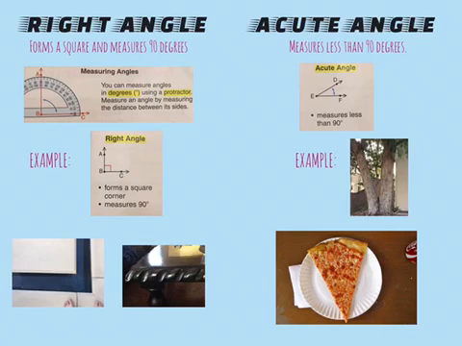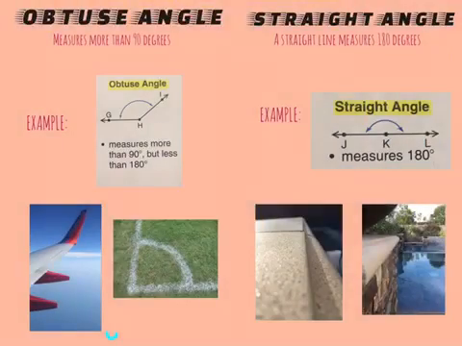Acute angle, just like a right angle, but measures less than 90 degrees. Obtuse angle measures more than 90 degrees but less than 180 degrees. Straight angle is a straight line that measures exactly 180 degrees.